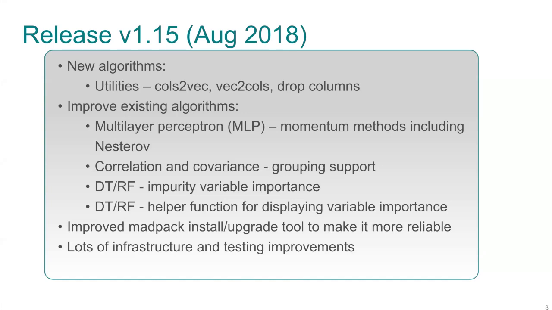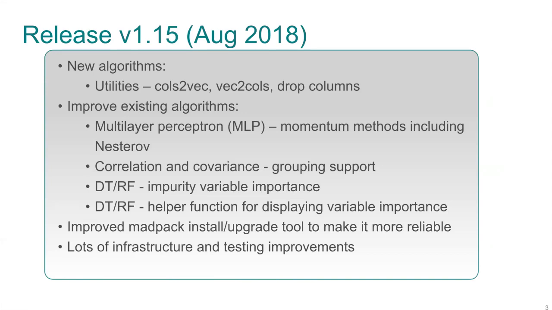We also made significant improvements to existing algorithms. For example, in the area of neural networks, we added momentum methods to our multi-layer perceptron. For correlation and covariance, we added grouping support. The idea behind grouping is it allows you to specify a grouping column in a table and then to run correlation separately on each of those groups. That saves you having to write additional code to do looping around groups. You can just specify it as a parameter.